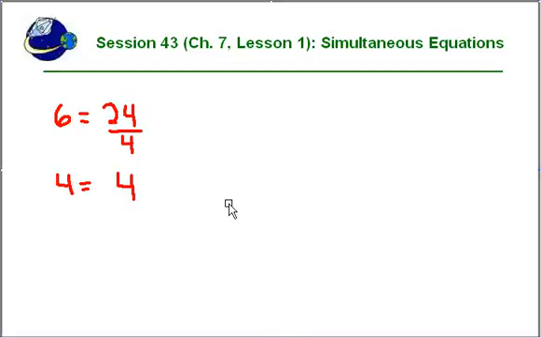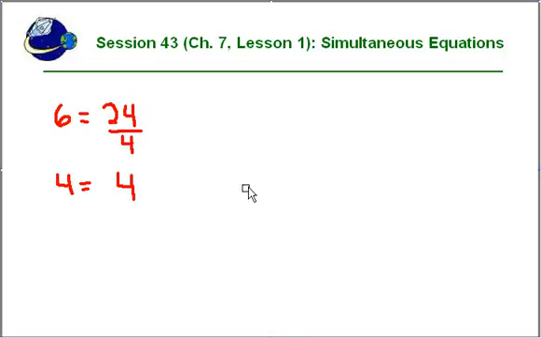In session 43 here, we're going to be taking a look at simultaneous equations. What are simultaneous equations? Well, they're two different algebraic equations that occur at the same time, and what you're trying to do is find a solution, an answer, such as an ordered pair, that'll work for both equations at the same time.